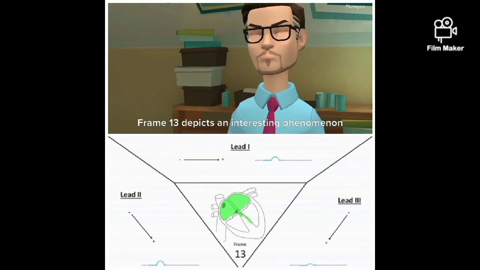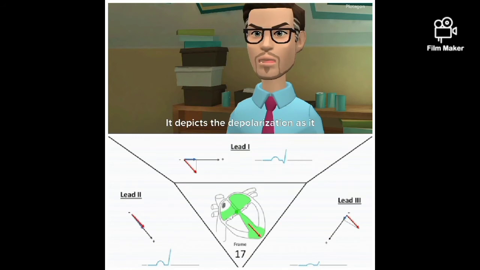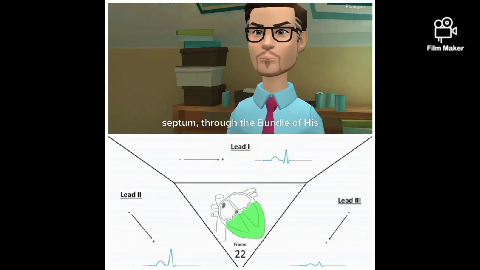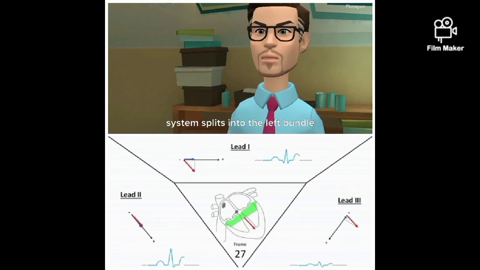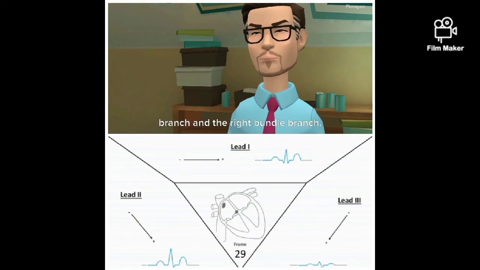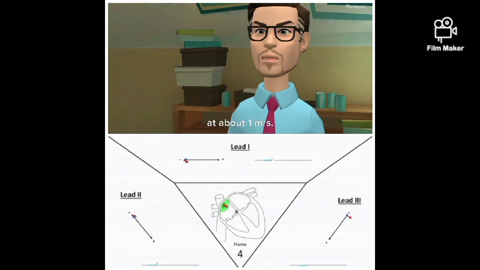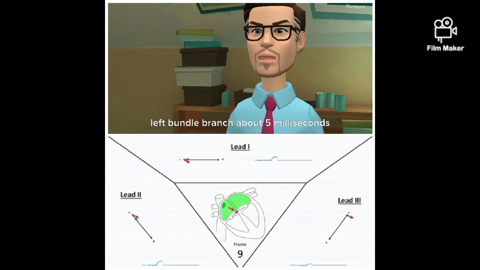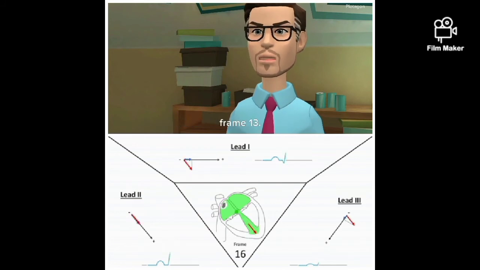Frame 13 depicts an interesting phenomenon in an oversimplified fashion. It depicts the depolarization as it starts to travel down the interventricular septum, through the bundle of His and bundle branches. After the bundle of His, the conduction system splits into the left bundle branch and the right bundle branch. Both branches conduct action potentials at about 1 meter per second. Interestingly, however, the action potential starts traveling down the left bundle branch about 5 milliseconds before it starts traveling down the right bundle branch, as depicted by frame 13.